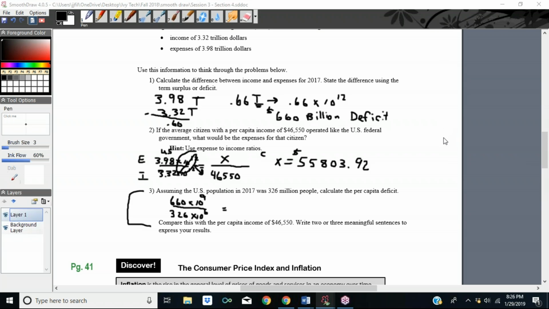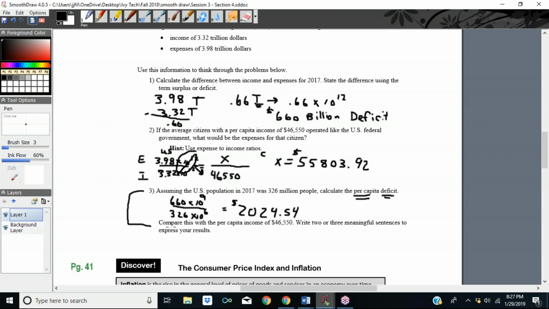All right, well, I see a few hands raised here, and I tried to get you started. If you weren't started yet, we're taking the deficit and we're doing per capita, so per person. Deficit was 660 billion, and the people are 326 million. So taking that and dividing, I got $2,024.54. So that's what I got when I found the deficit per capita.